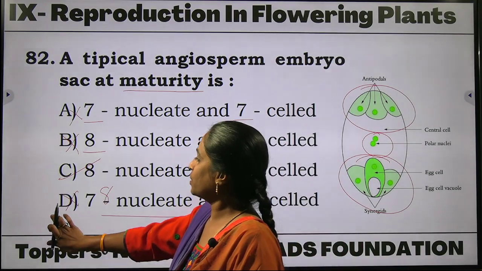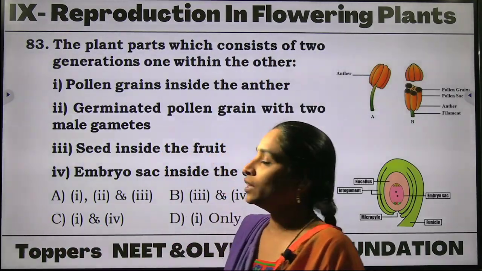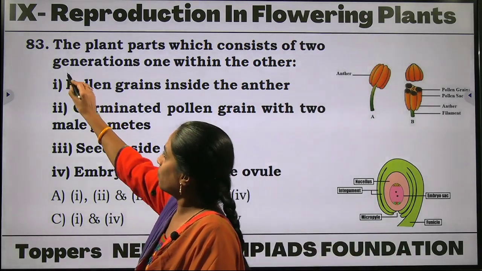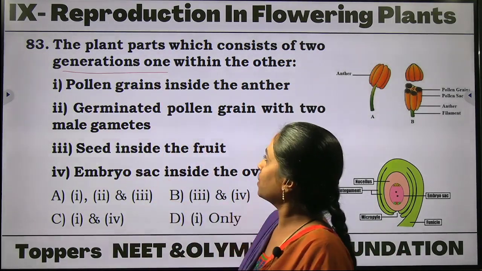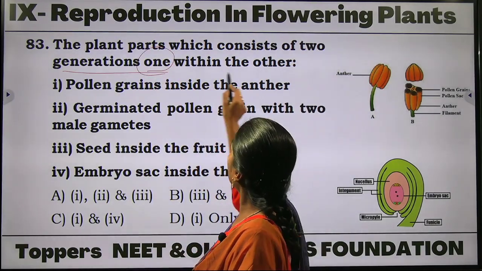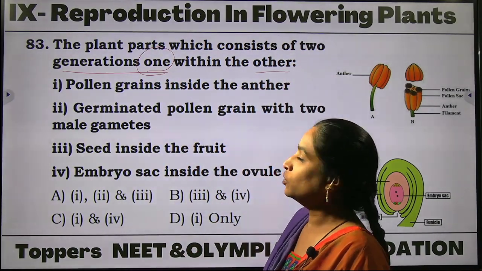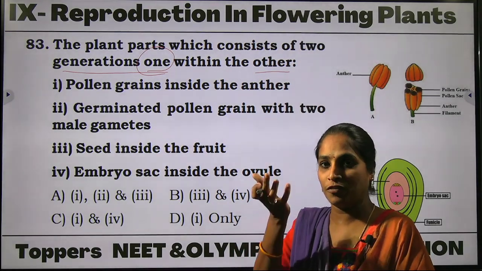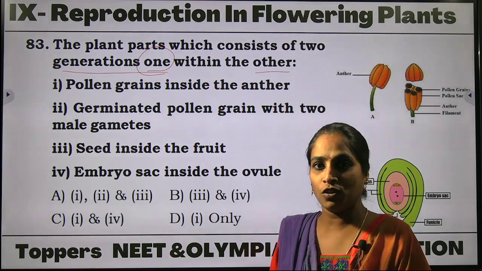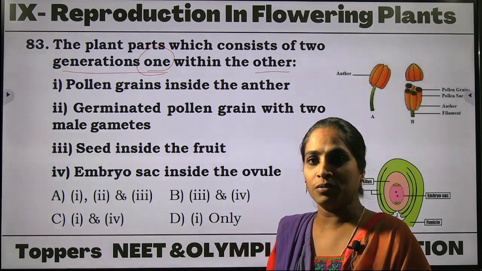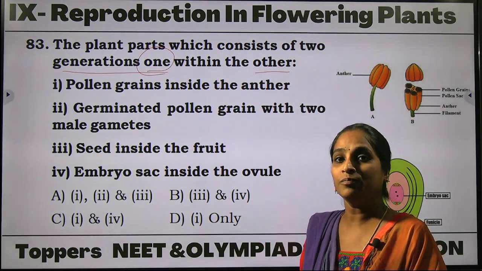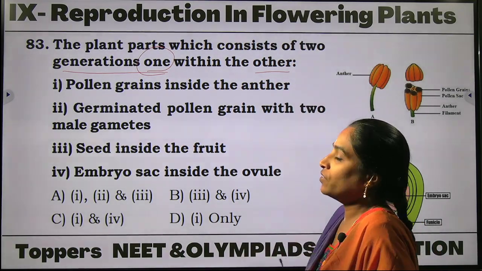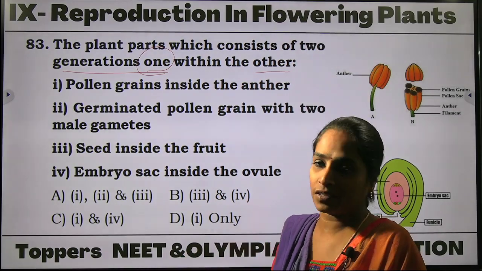Coming to the next question. The plant part which consists of 2 generations, one within the other. So the 2 generations are present in one of the plant organisms. The flower contains the reproductive organs. The male one is the androecium and the female one is the gynoecium. Within the male androecium and gynoecium, where can we observe the next generation parts?